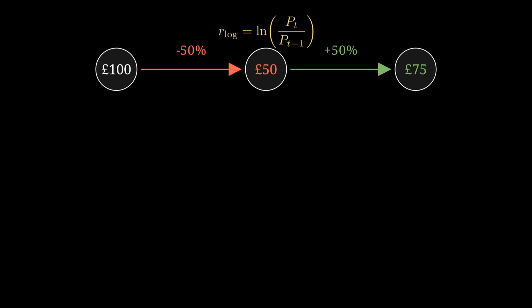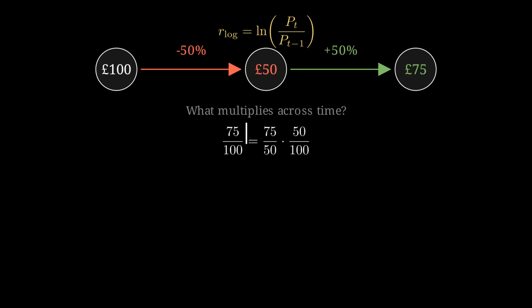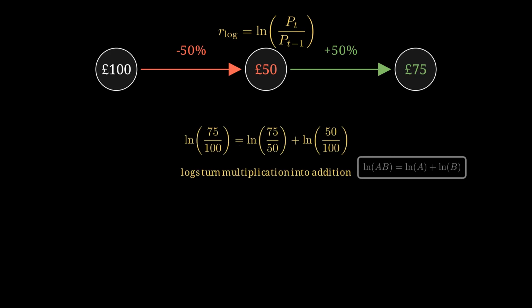It is defined as the natural logarithm of the price ratio. Why that formula? Because across time, price ratios multiply. Monday contributes 50 over 100. Tuesday contributes 75 over 50. Multiply them and you recover the full 2-day ratio, 75 over 100. That is the whole reason the log formula exists.